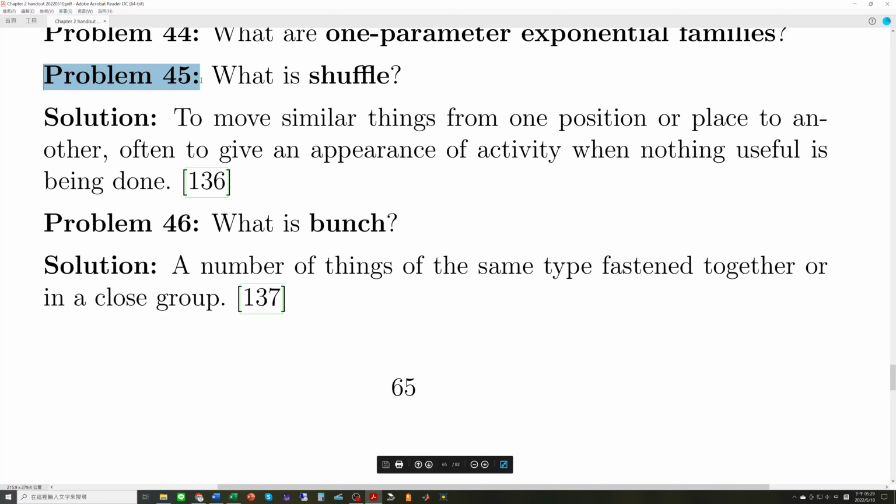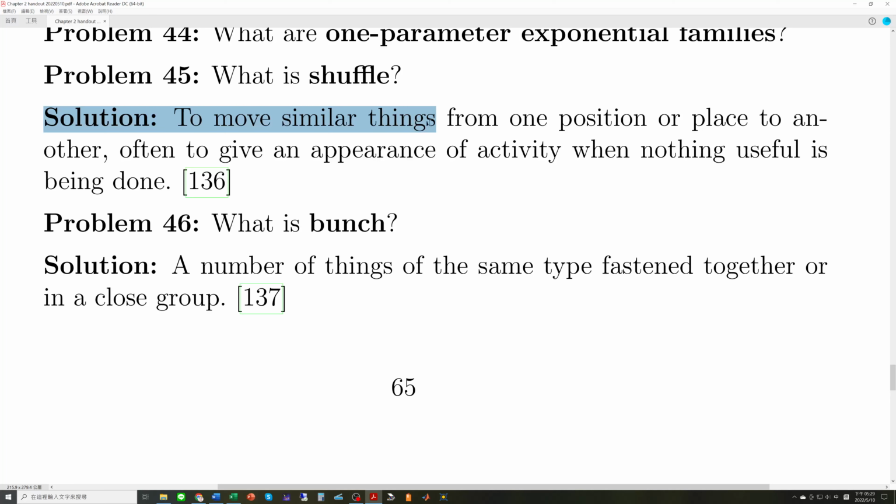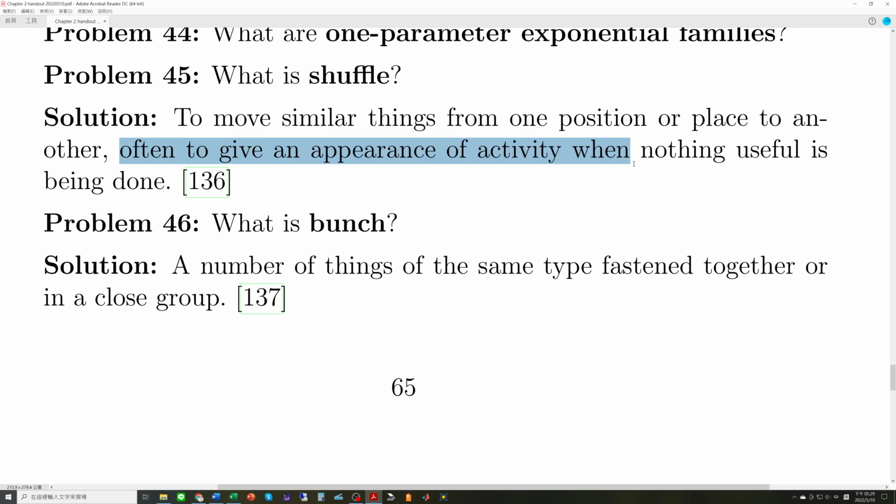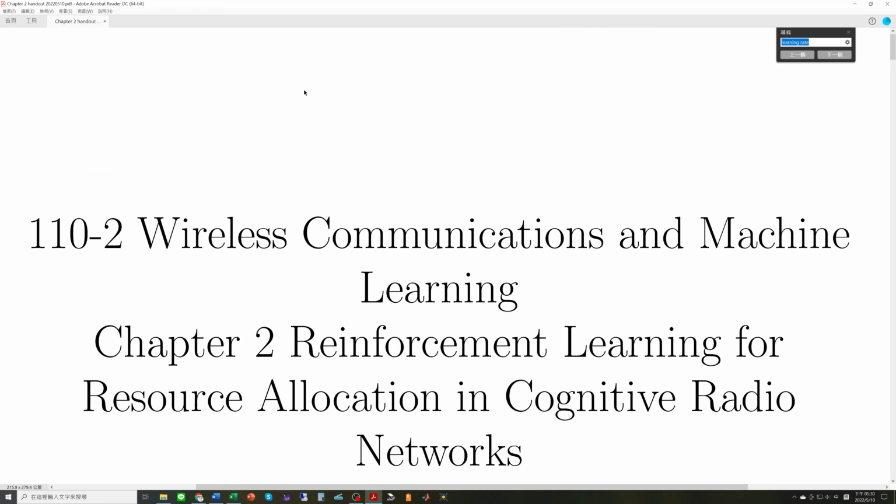Problem 45. What is shuffle? Solution: to move similar things from one position or place to another, often to give an appearance of activity when nothing useful is being done. This means the shuffle. Let us go back to the first shuffle.